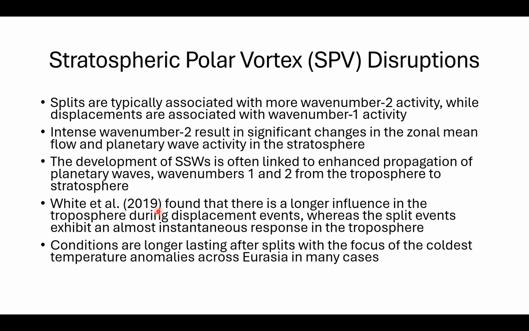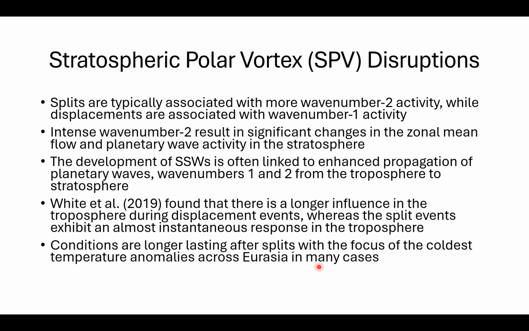Additionally, White et al. in 2019 found that there is a longer influence in the troposphere during displacement events, whereas split events exhibit an almost instantaneous response within the troposphere. And then finally, conditions are longer lasting after splits, with the focus of the coldest temperature anomalies across Eurasia. Not in all cases, but in many cases, when you have a stratospheric polar vortex split, the dominant vortex tends to usually set up over Eurasia.